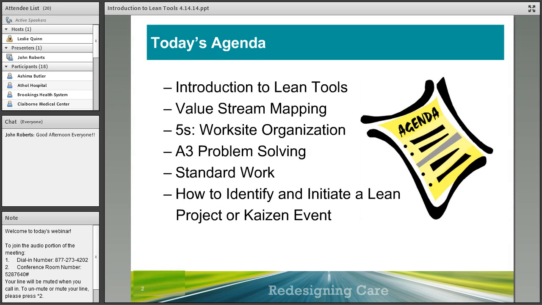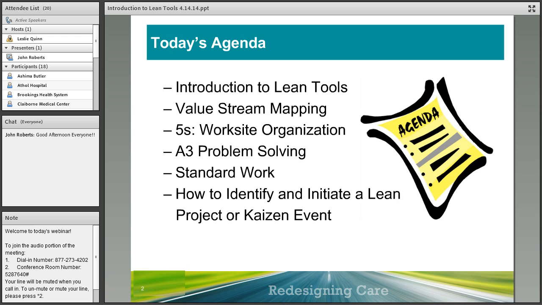So our agenda for today is to do a little background information on the lean tools, to bring you back up to speed from the first webinar as to what some of the things are that we're trying to accomplish when we're looking at implementing lean methodology in our organizations. Now we're going to take a look at 4 specific lean tools: value stream mapping, 5S, which is worksite organization, A3 problem solving, and standard work.